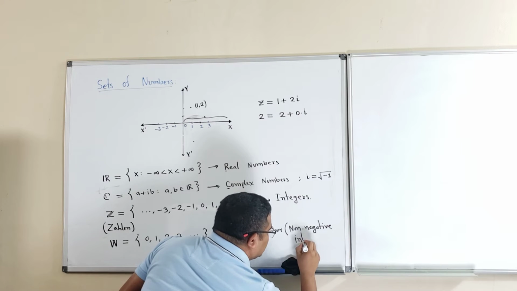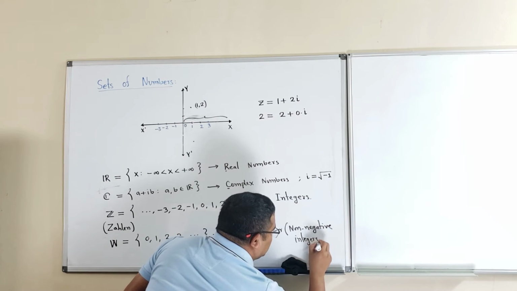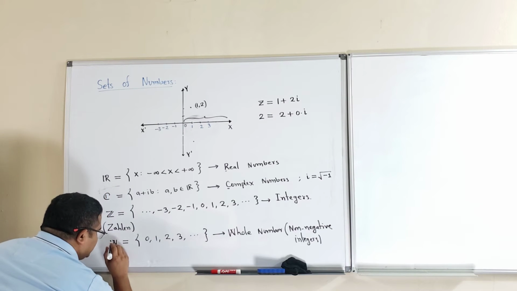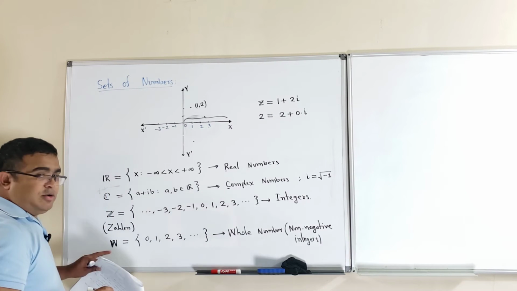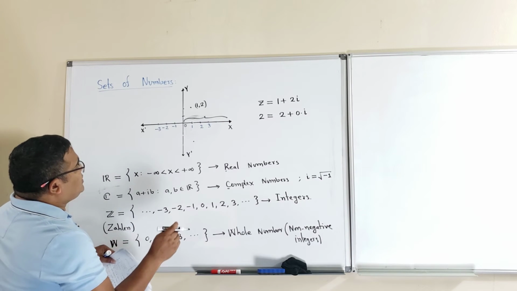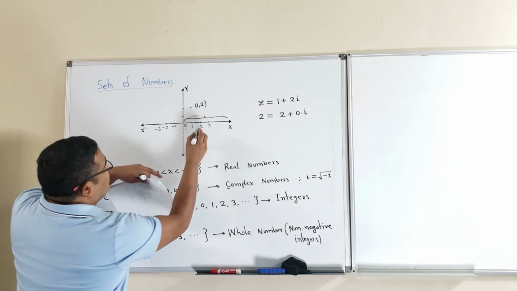Non-negative integers, and its first letter is W. That's why it's denoted by W. So whole number is denoted by W.